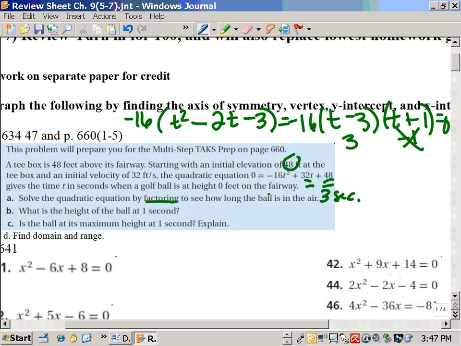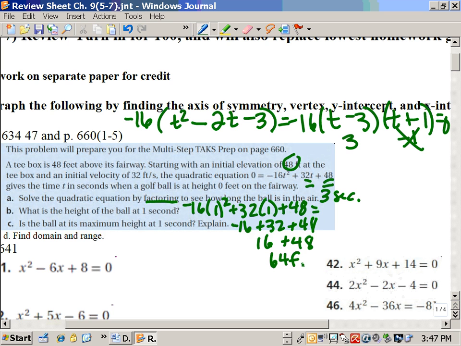So I'm going to take the original problem, negative 16, and I'm going to plug in 1. 1 squared plus 32 times 1 plus 48. That gives me negative 16 plus 32 plus 48. 32 minus 16 is 16, plus 48 is 64 feet in the air. So B is 64. C asks whether the ball is at its maximum at 1 second.